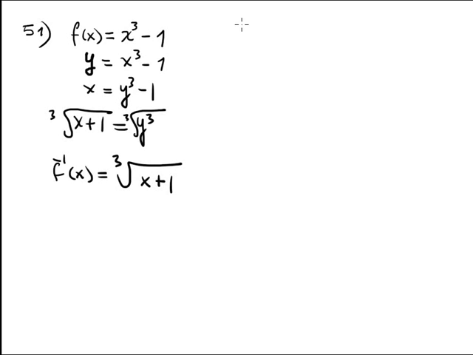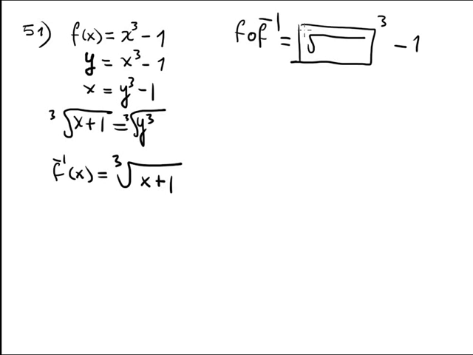Let's see the checking. The checking is f composition f inverse. This is inside that: the box cubed minus 1, and inside we have the cubic root of x plus 1. It is obvious that the cubic root and the cube cancel out. We have x plus 1 minus 1, cancel out. The answer is x. Identity function.